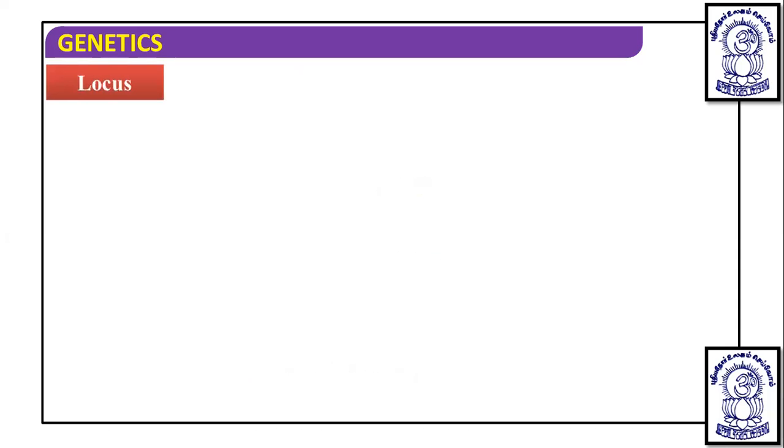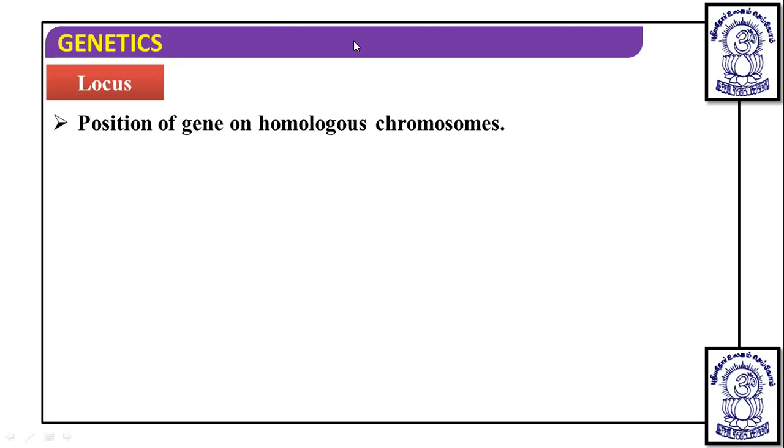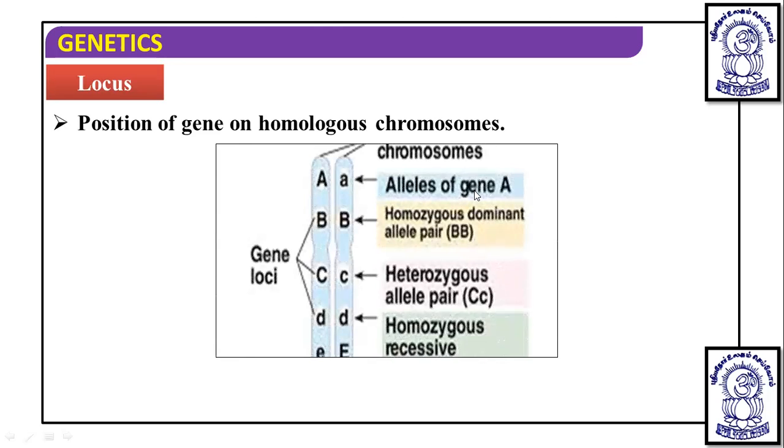So a locus is the position of a gene on a homologous chromosome, as we have discussed. Some examples are given here, and this example shows that the alleles of gene A, capital A and small a, are present at the same locus. C is at the same locus, B is at the same locus. So capital B is an allele, and capital C and small c are a particular allele pair.